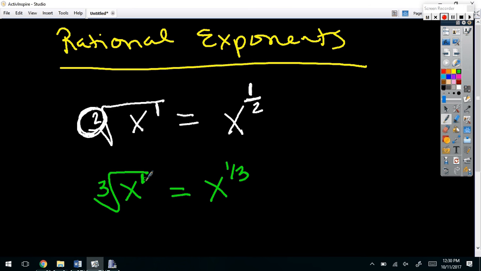Let's say I had the 5th root of x squared. What would the exponent be there? Two over five.